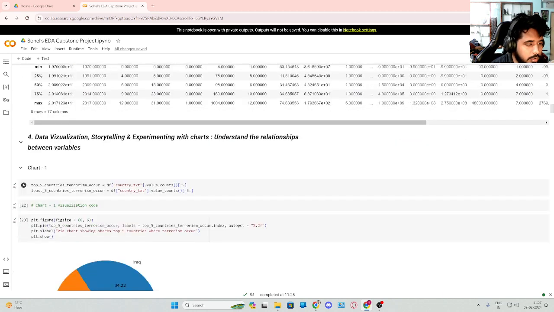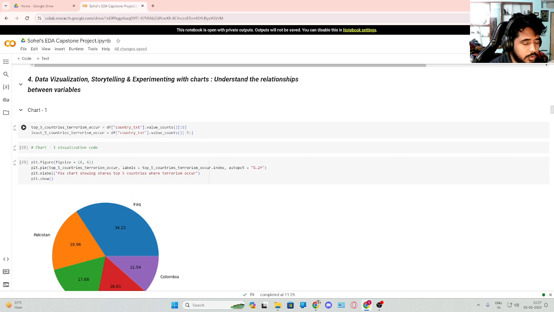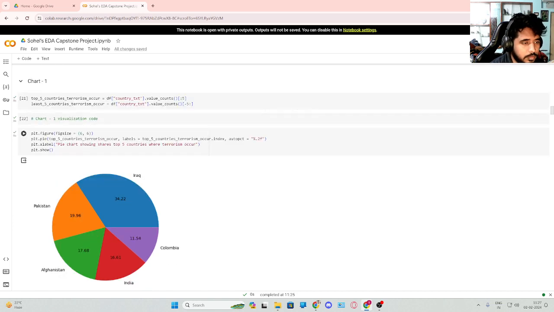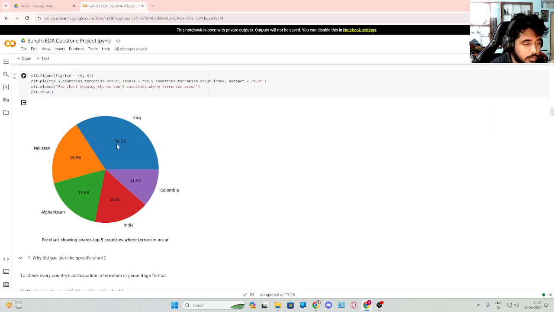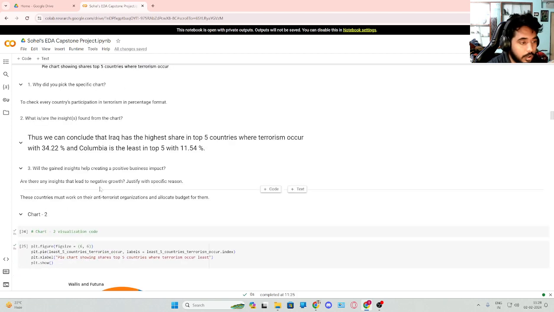After doing df.describe, we are checking for the top 5 countries in terrorism and the least 5 countries where terrorism occurs, and we are plotting them in a pie plot. We can see that Iraq has the most prevalent terrorism with 34%, followed by Pakistan, Afghanistan, India, and then Colombia. We can conclude that Iraq has the highest share in the top 5 countries of terrorism with 34%, and Colombia is the least in the top 5 with 11.5%.